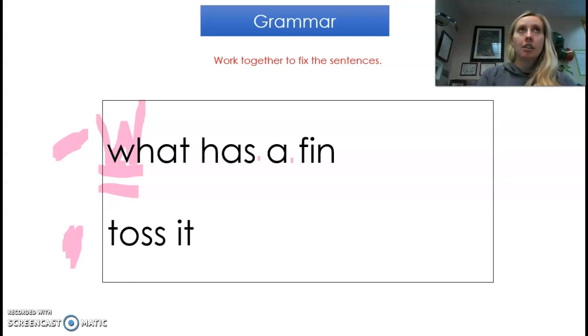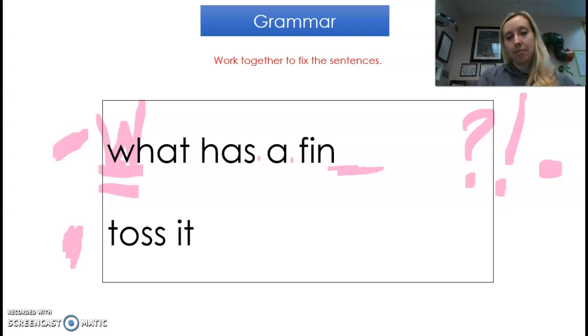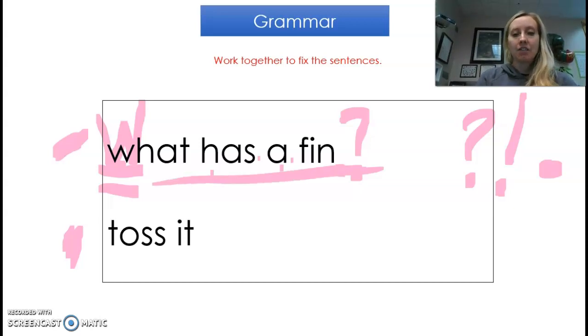We have spelling that's legible. That means I can read it because it's a computer. We're missing one more thing. Do you know? I think you do. It's an end mark. Now remember, we can have a question mark, an exclamation mark, or just a period. So let's look at the question. What has a fin? That sounds like a question to me. We would go, what has a fin? So let's put our question mark, okay? Okay, let's read it. What has a fin? Okay, that is a 5-star sentence.